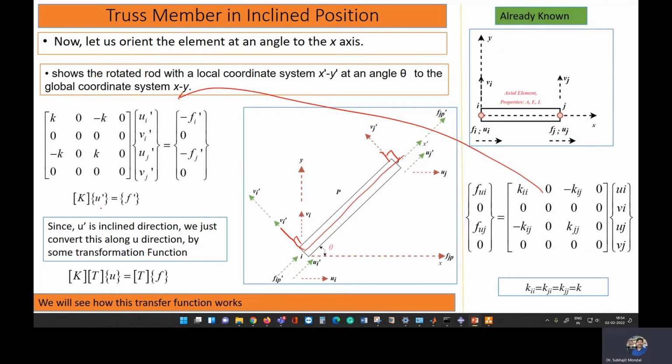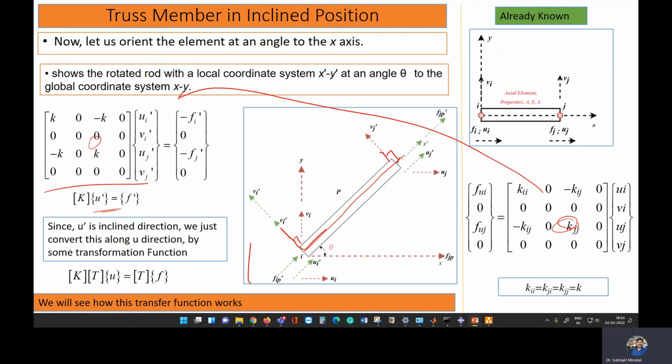Now, if you summarize it, we can see that our K matrix is the same. The same thing we are getting here. Only we're writing it in an inclined coordinate system, u' and f'. Okay, now our job would be to convert this inclined coordinate system to our global coordinate system, or we can say we need to convert these local coordinate systems to our global coordinate systems.